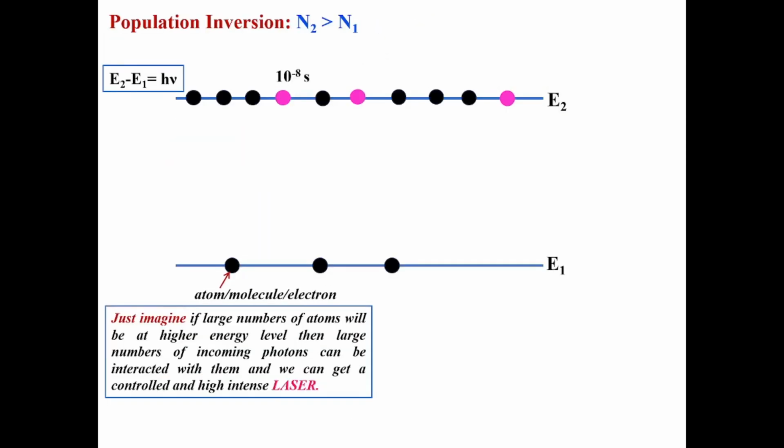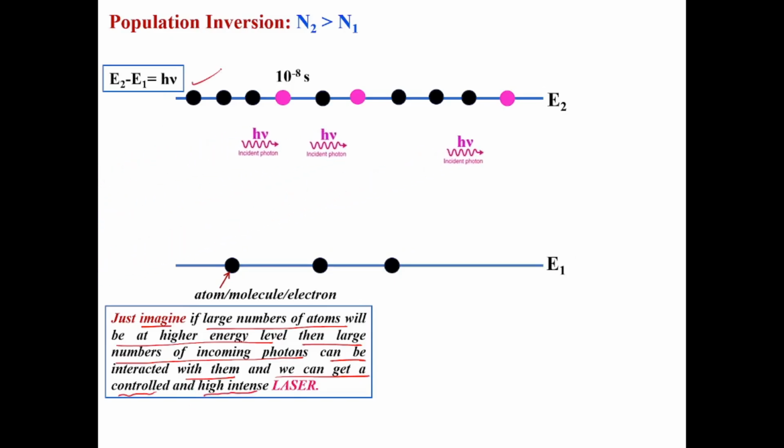Now we are going to consider another situation, in which we have n2 greater than n1. That means the population density, or number of atoms or molecules, in the upper energy level is larger than in the lower energy level. If a large number of atoms are at the higher energy level, then a large number of incoming photons can interact with them, and we can get controlled and highly intense laser action. How? This is the situation.